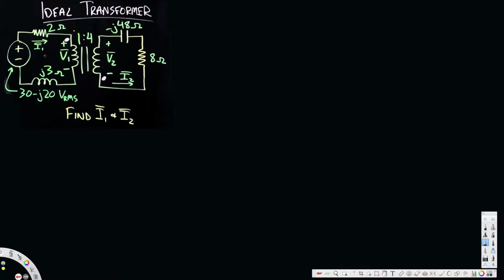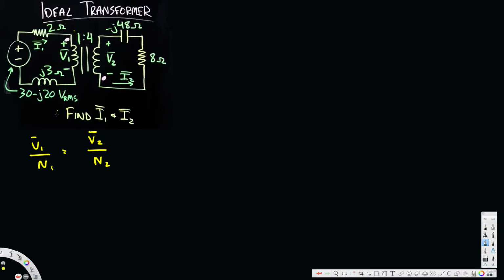First of all, we are dealing with ideal transformers, so there are some relationships we have to know when we deal with ideal transformers. That is V1 bar over N1 is equal to V2 bar over N2. The bar is there because these voltages are phasor values.